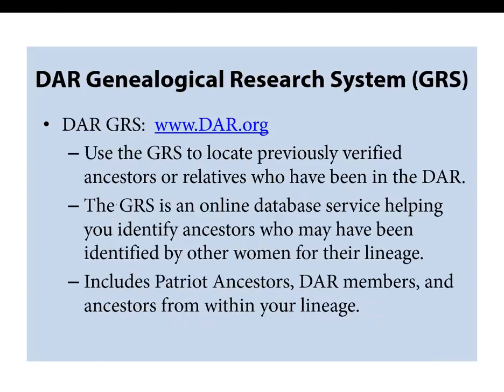And one of the best tools that the DAR has, for both registrars and the public, is the DAR Genealogical Research System, also known as the GRS. The GRS can be found at www.dar.org on the DAR website. You can use the GRS to locate previously verified ancestors or relatives who have been in the DAR. The GRS is an online database service helping you identify ancestors who may have been identified by other women in their lineage. And it includes Patriot ancestors, DAR members, and ancestors from within your lineage.